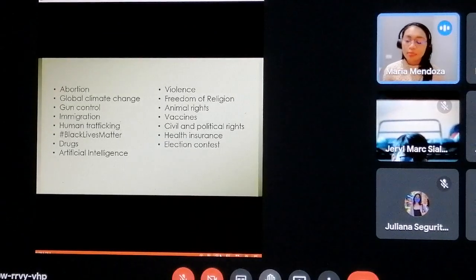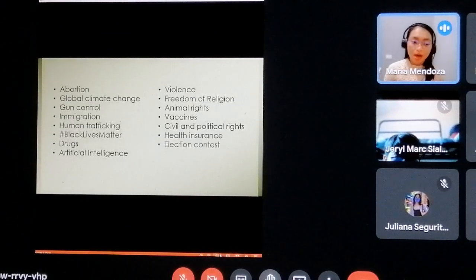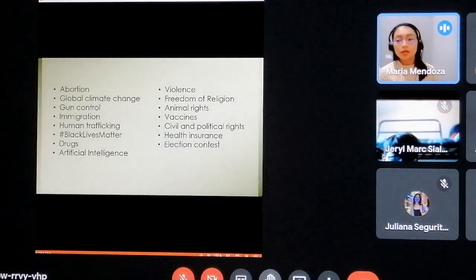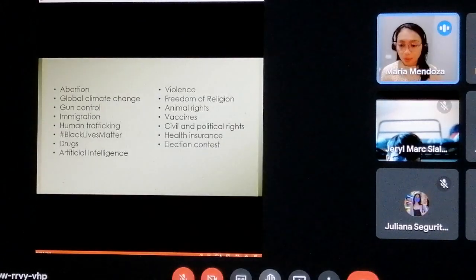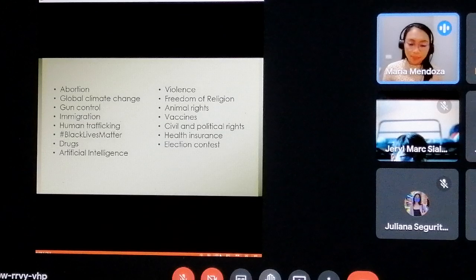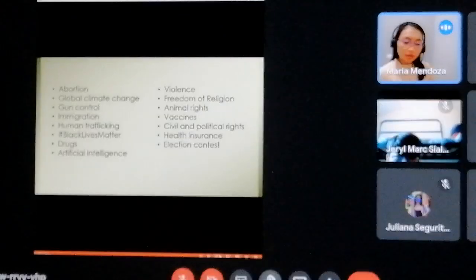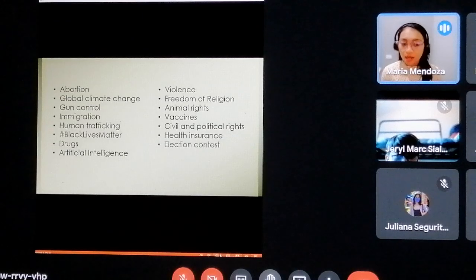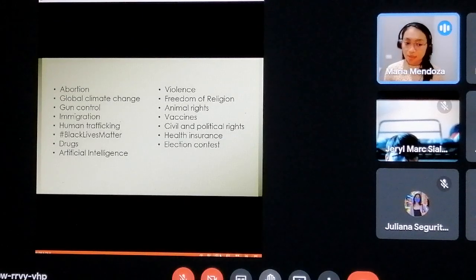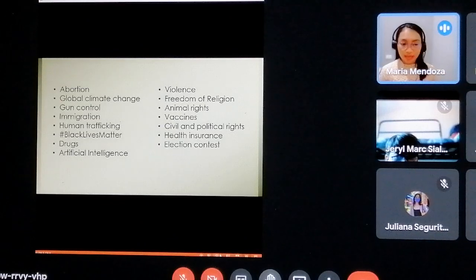So other than same-sex marriage, we have abortion. Other countries are in favor of such, because if you cannot take responsibility, they say, okay, you can abort the child. But then, as a Christian country, we do not practice abortion because we value every life, okay?